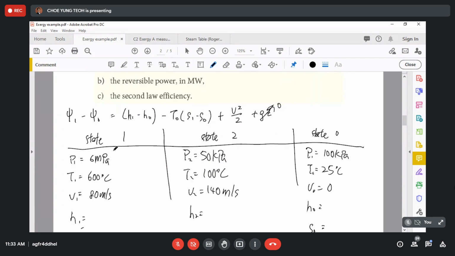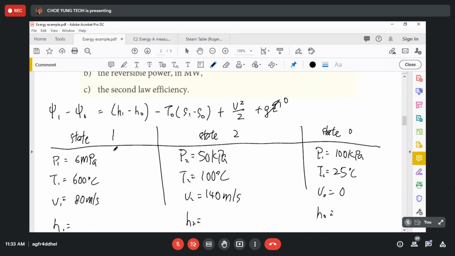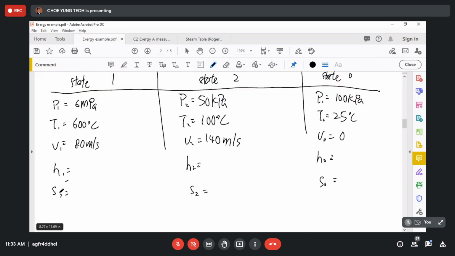Okay, now we start from the first part. Maybe you try to find it before I show you. Maybe you can get the H1 and S1 from the steam table. You try first and share your answer in the chat box.